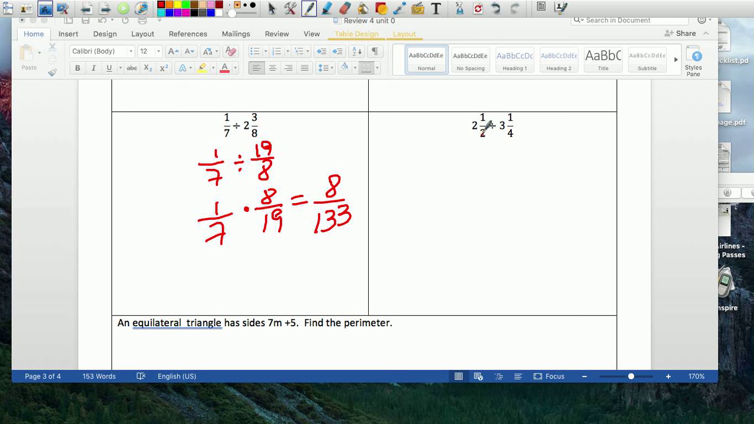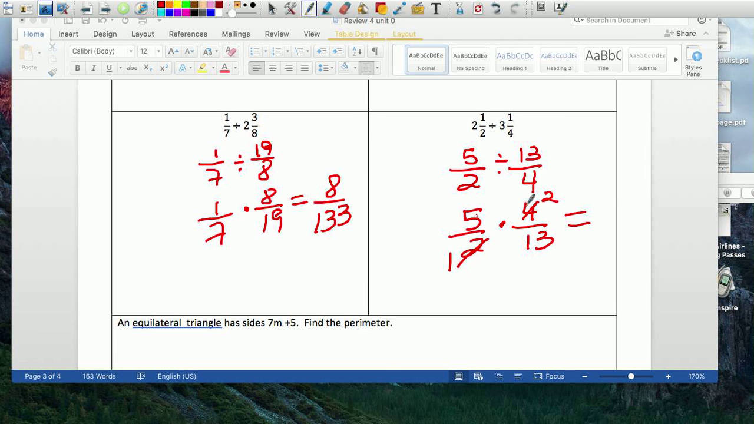Same thing here. 2 times 2 is 4, plus 1 is 5. 5 over 2, divided by 4 times 3 is 12, plus 1 is 13 over 4. Now I can make my changes. 5 over 2 times 4 over 13. I can simplify here. 2 divided by 2 is 1. 4 divided by 2 is 2. I can now multiply. 5 times 2 is 10. And 1 times 13 is 13.